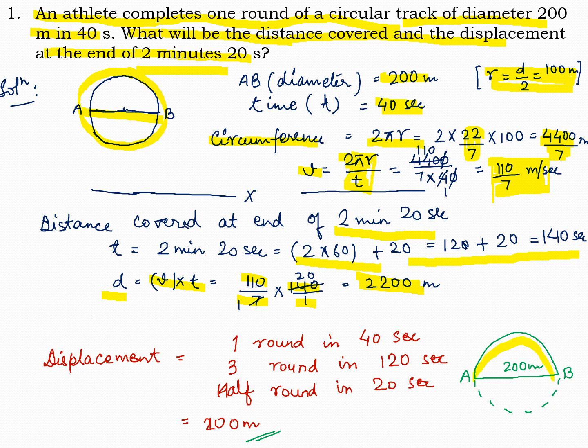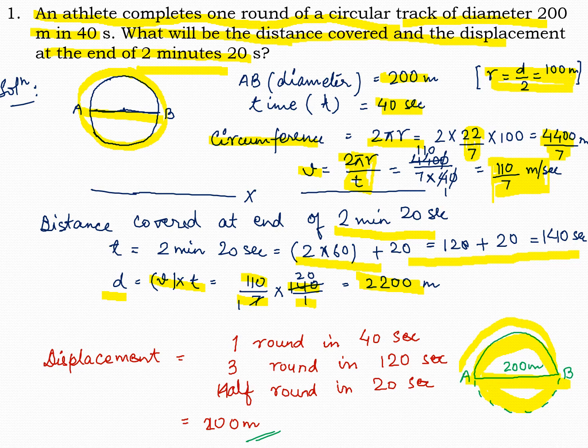Now the time taken here is also 140 seconds. So in 40 seconds he completes one round. In 80 seconds he will complete two rounds. And then in 120 seconds he will complete three rounds. Now what is left is 20 seconds. In 20 seconds he will make half a round. So for half a round, the displacement will be the diameter of the circle, that is 200 meter.